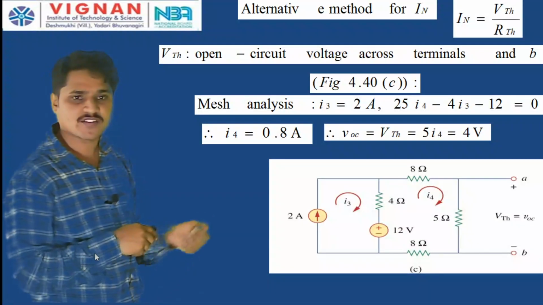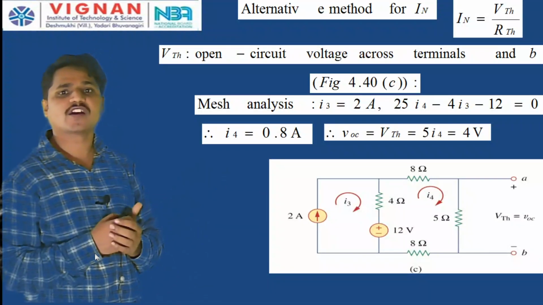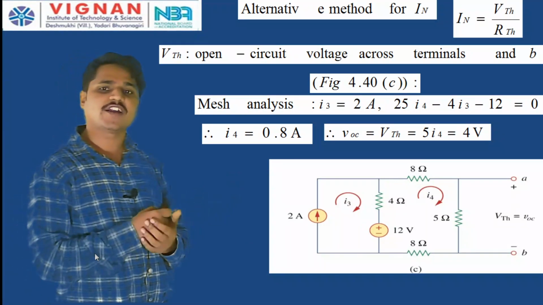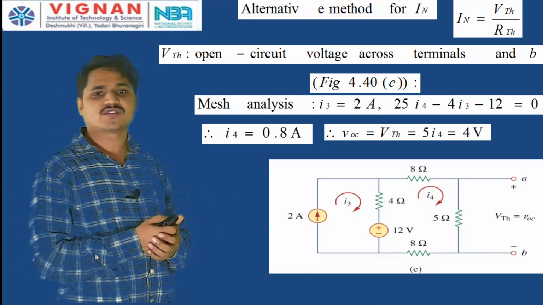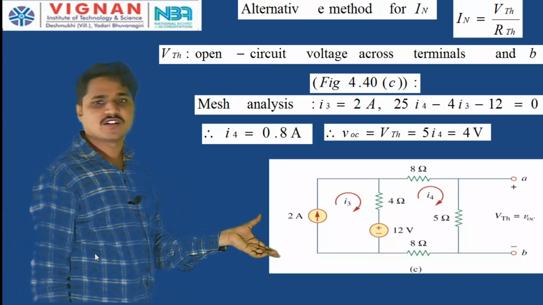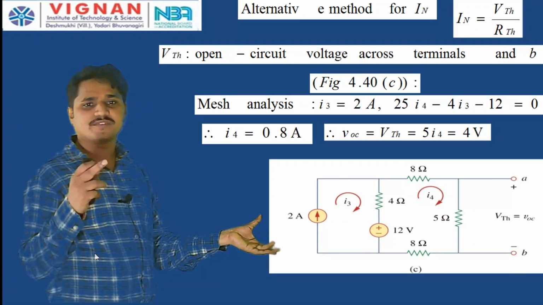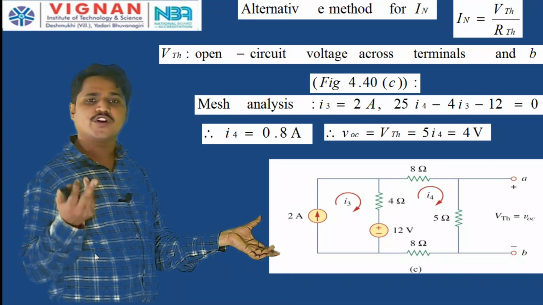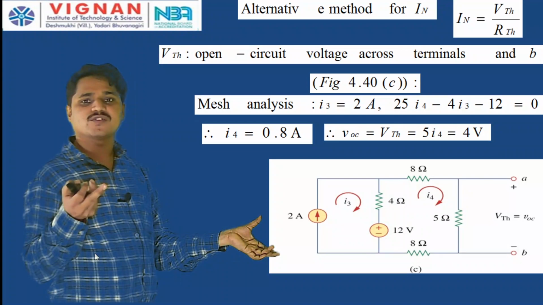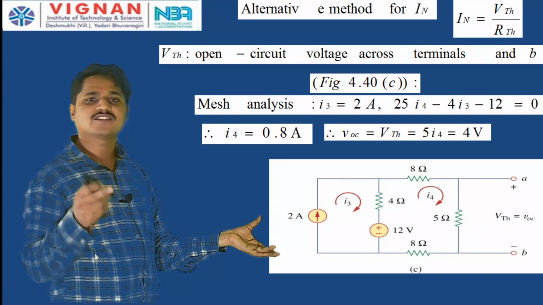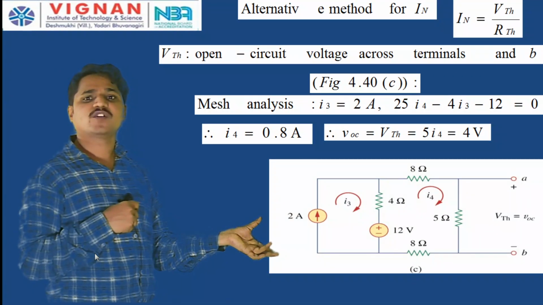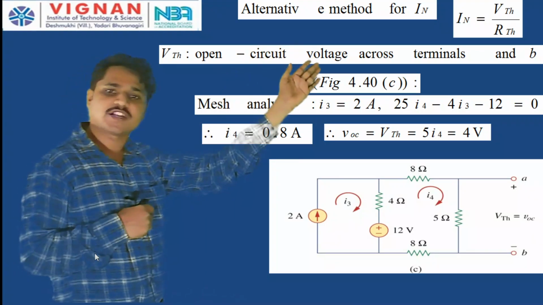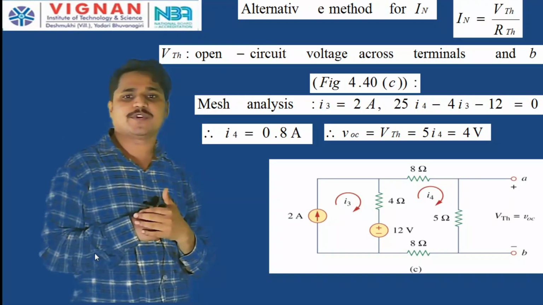Okay. Now, let us see this. See, this is the alternative method for finding I Norton. So, we find I Norton as V Thevenin by R Thevenin. Now, see, R Thevenin is equal to R Norton. The Norton resistance and Thevenin resistance are the same. Therefore, you need not calculate R Thevenin again. R Thevenin we have already calculated, that is 4 ohms. Now, let us find V Thevenin. So, V Thevenin is equal to the open circuit voltage across the terminals A B.